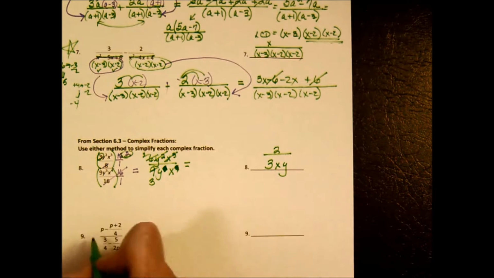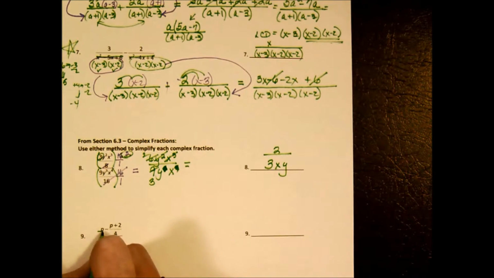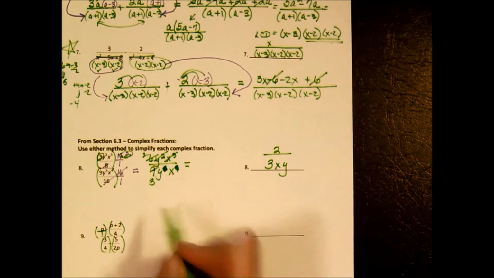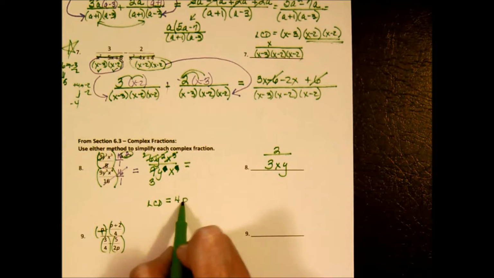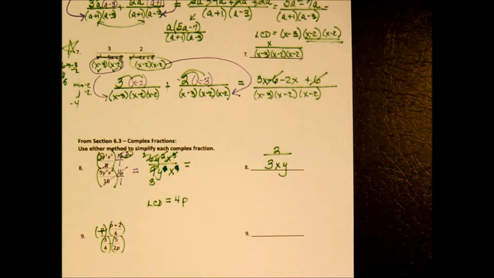Number 9, same thing. I'm going to put that whole number, which is a p, over 1. Now I'm going to put each term in parentheses. I'm going to look at my denominators. I have a 1, a 4, a 4, and a 2p. So the LCD there is 4p. It's enough to cross cancel each one. So I write 4p over 1 if you prefer, beside each term.